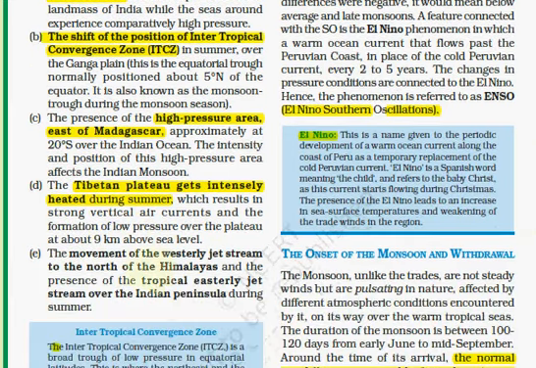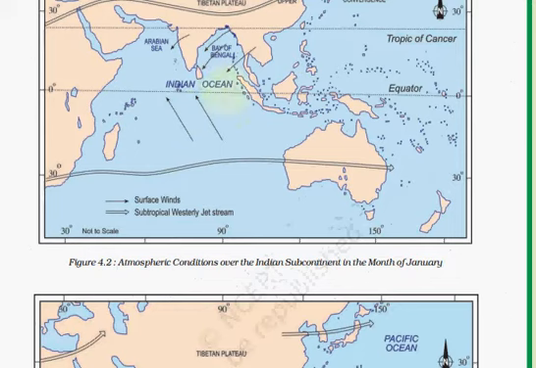The last one is the movement of the westerly jet stream to the north of the Himalaya and the presence of the tropical easterly jet stream over the Indian peninsula. This is the Indian peninsula. This is the subtropical jet stream, the westerly jet stream. These are surface winds. So this shows how the Indian subcontinent is affected by various types of winds.